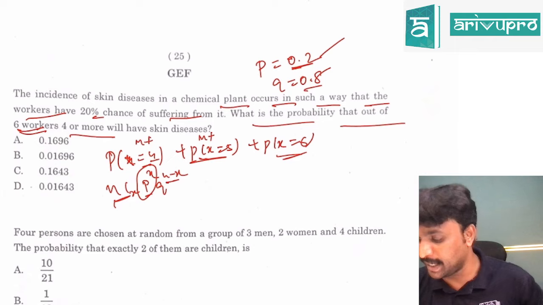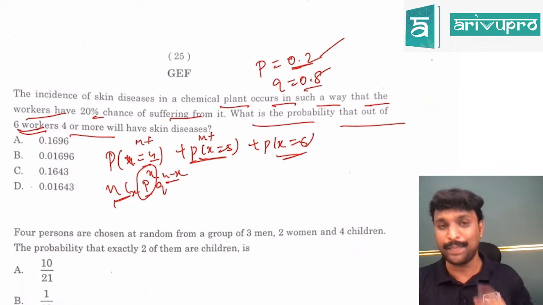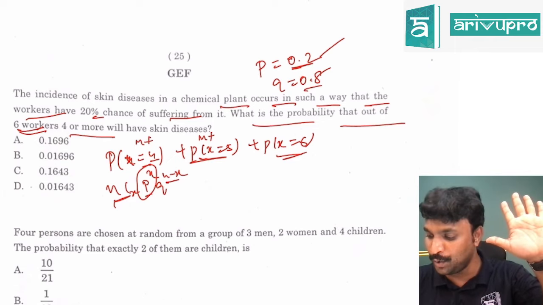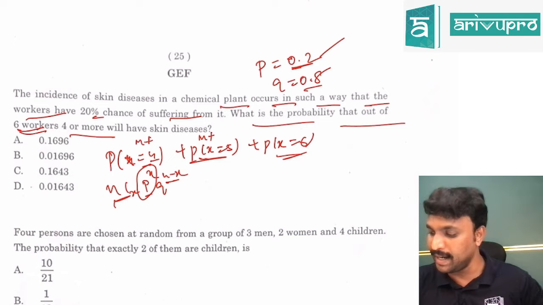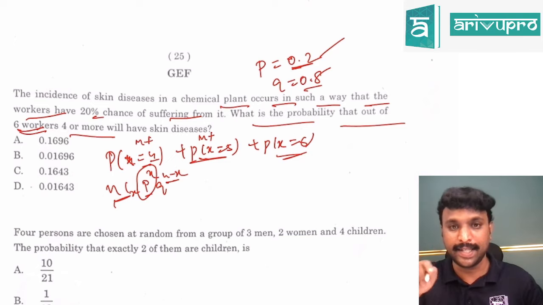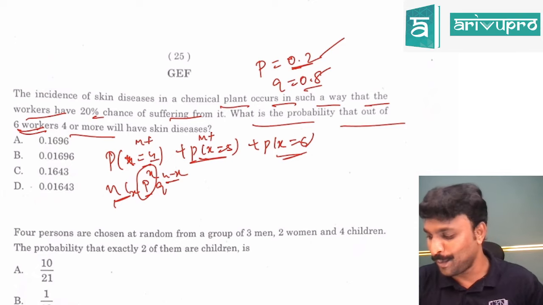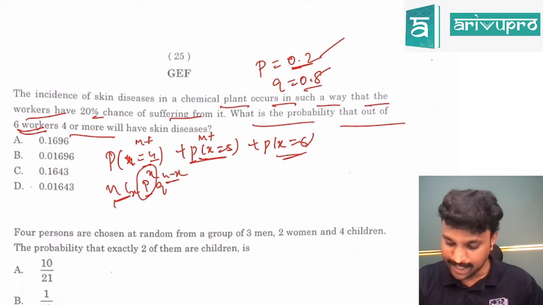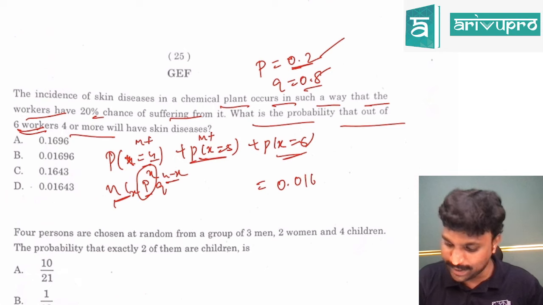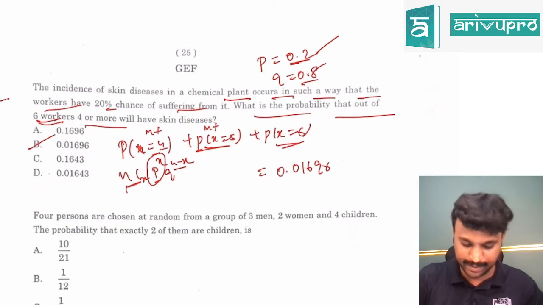Finally, P of X equal to 6. P power 6. P is 0.2. Power 6 means press into equal to 5 times: 1, 2, 3, 4, 5. Then into 6C6, which is 6C0, that is 1, and 0.8 power 0 is also 1. So M plus, MRC. The answer for this is 0.01696. So option B is the right answer.